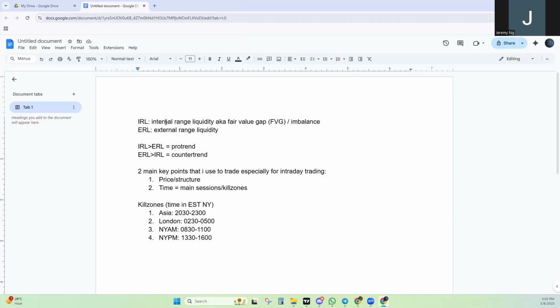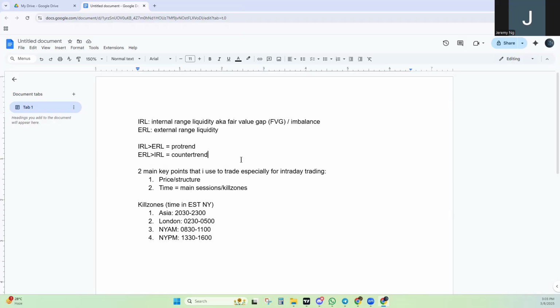The IRL would also be known as the fair value gap, which is the imbalance that you guys usually use, like the gap that you guys want to fill. So when it comes to finding a setup, when you sit in front of a PC at a certain time, two things that I would look at. First one is the price and structure, so whether it's bullish or bearish and what kind of trend you are trading. Another one is the timing, so you don't have to sit here for 24 hours just to find a setup.